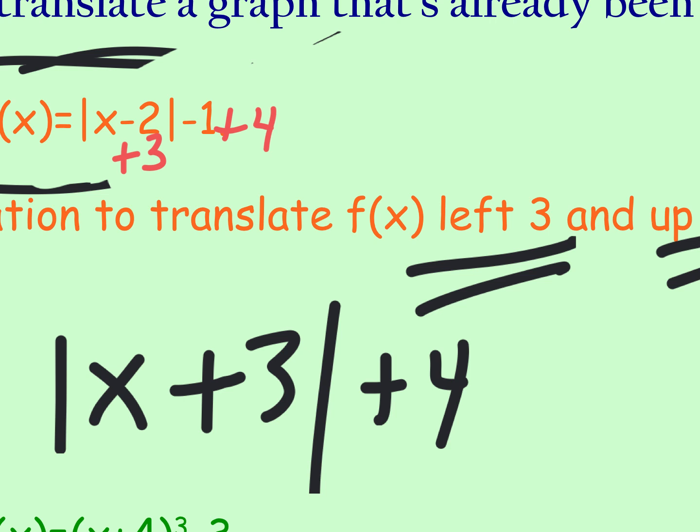So then my new answer for this, after you take the moved function and move it again, now you're at x plus 1 and plus 3.